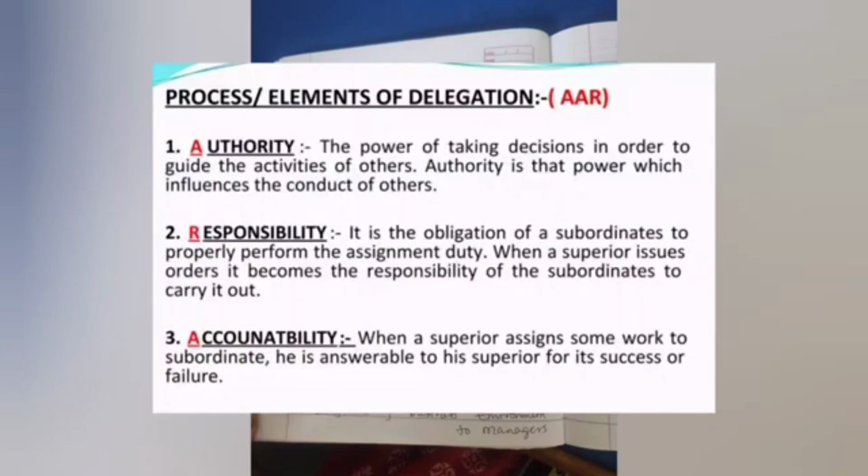So limitations of planning, we have also discussed delegation and its elements. What is meant by delegation? It means shifting the authority, shifting the responsibility to the other person. They have the authority to give orders to the other, that is delegation. The element of delegation is authority. So it is taking decisions in order to guide the activity. Authority is that power which influences the conduct of others. Second is responsibility. It is the obligation towards the subordinate to perform the duty. After that, we have accountability. When a superior assigns some work to a subordinate, he is answerable to his superior for its success or failure. So that is all about delegation.